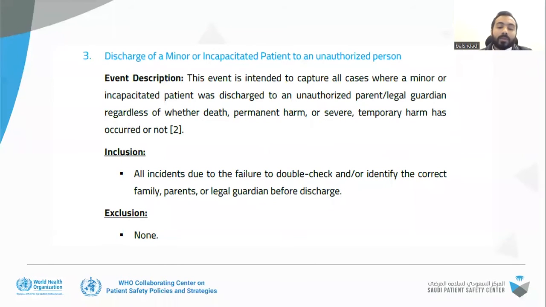We'll have two examples of those reportable events. The first one is Sentinel event number 3, discharge of a minor patient to an unauthorized person. For each event, when you look in the manual, and you can find it again on the website, there is a clear event description, inclusion and exclusion criteria. For example, here there is no exclusion criteria.